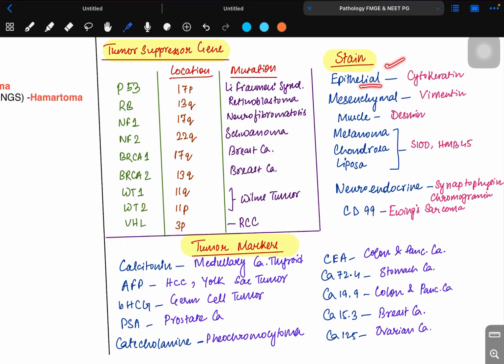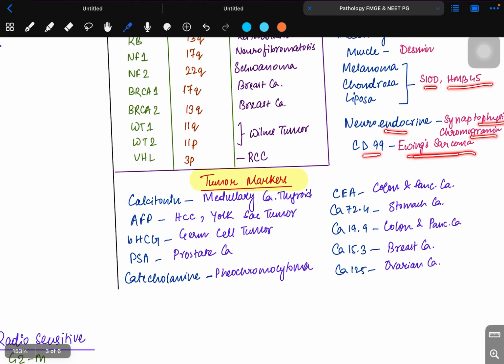What is the stain for epithelial? We are giving cytokeratin. For mesenchymal, we are giving vimentin. Muscle, desmin. Melanoma, chondroma and liposarcoma, S100 and HMB45. Neuroendocrine, synaptophysin, chromogranin, and CD99 is for Ewing's sarcoma.